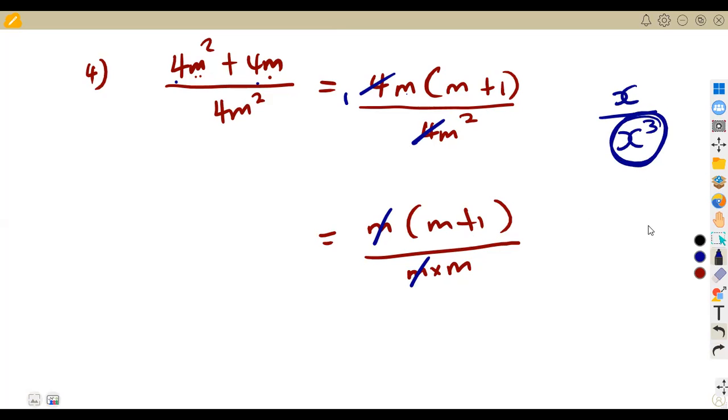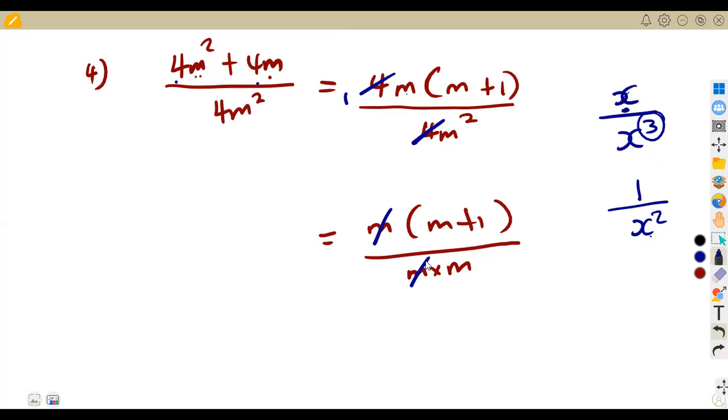Here, there are 3 of them. So if I cancel, I'm going to remain with 1 over here. There were 3 x's here, but now I have cancelled 1 of these x's. How many are going to remain? 2 will remain. So it will be 1 over x squared.